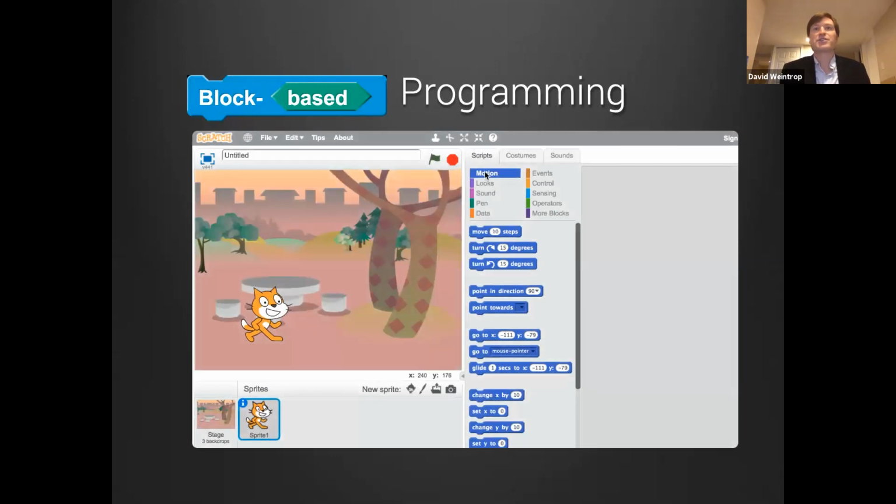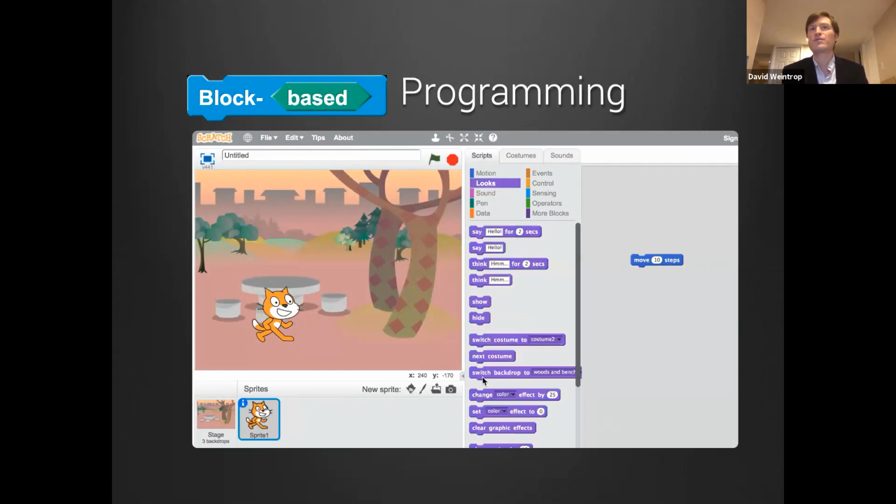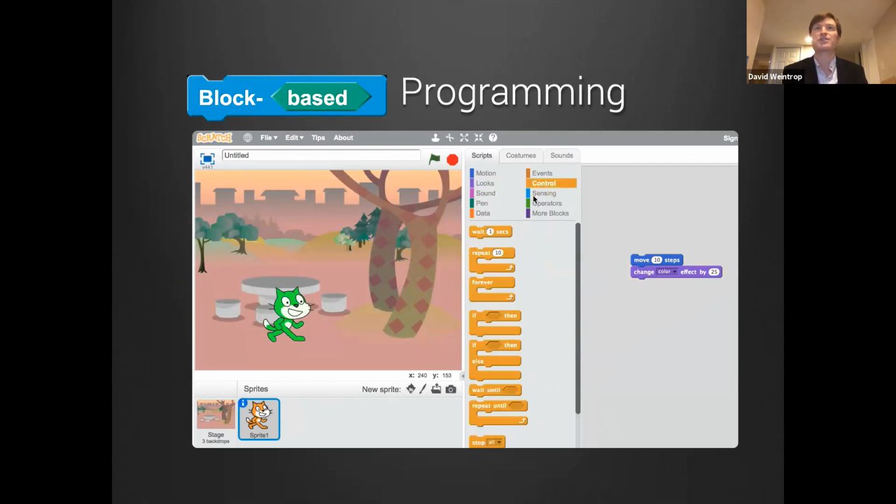So this is the Scratch programming environment. What it looks like to write a program in Scratch is you take a block and you drag it onto the canvas. If you click on the block, it'll execute. So we have a program that says move 10 steps. I can now drag a second block and you'll see we get these visual cues for how they fit together. And there's an audible snap. Now when I click on my program, it says move 10 steps and change color.